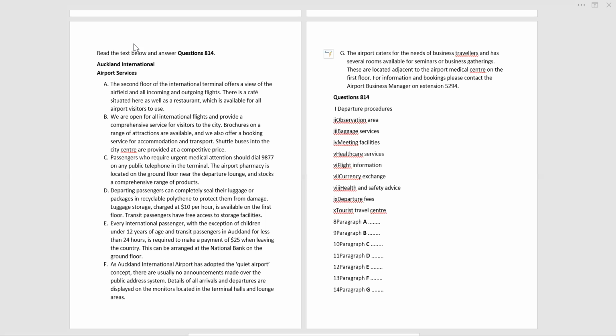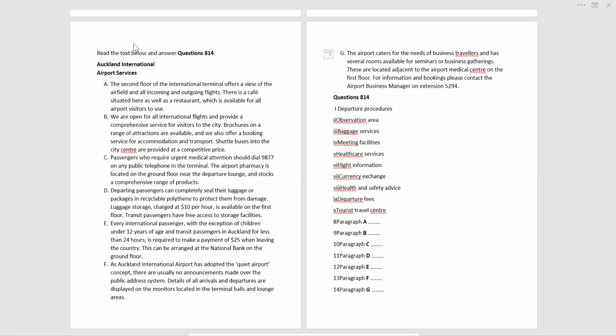The paragraph is talking about the options, like the traveling options, how they can move around the city, right? So a comprehensive service is there, shuttle buses are there to have a look around the city, and the prices are competitive, right? And the brochures are also given about the tourist attractions. So paragraph B is 10, tourist travel center.